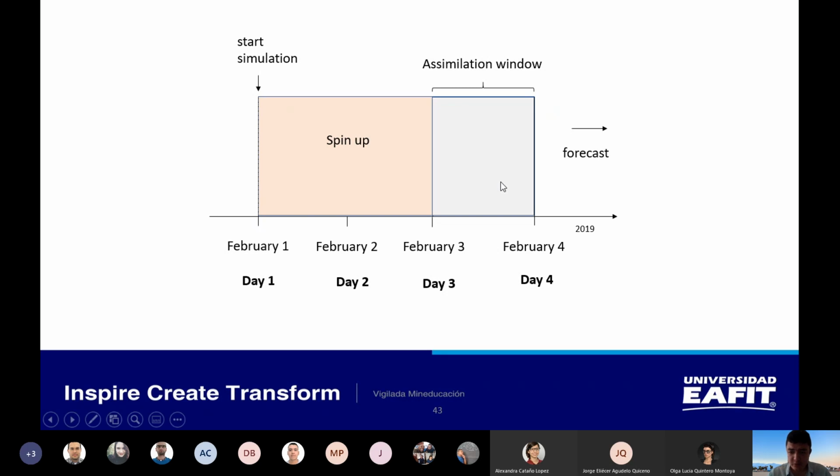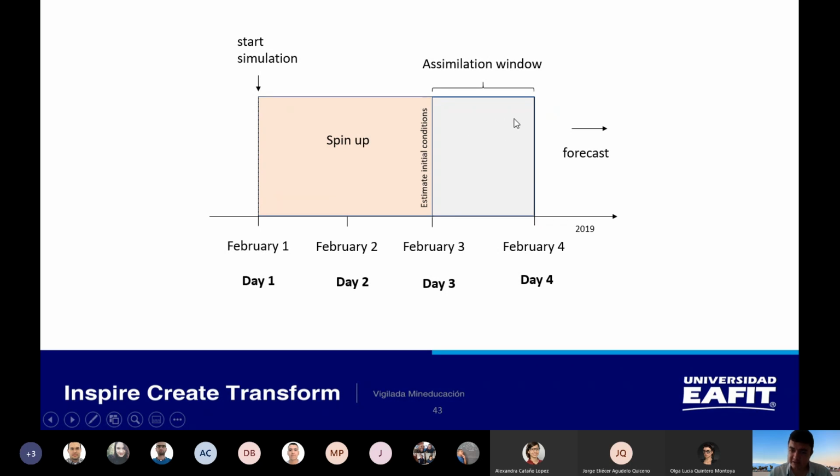What I'm doing is this one, just to show the recent results. I take the first 4 days of February 2019. The first 2 days are what is known as a spin-up of the model. It's very common to have a previous time with the model just propagating to the future. And once we are here on the 3rd day, we start to assimilate.